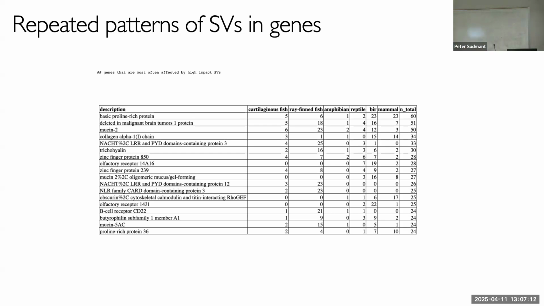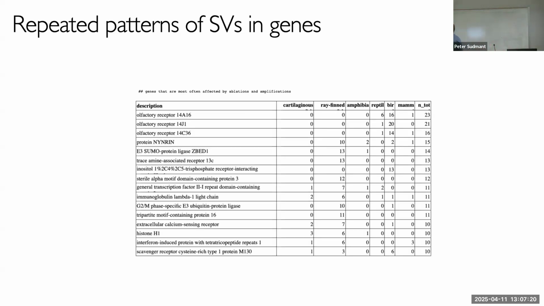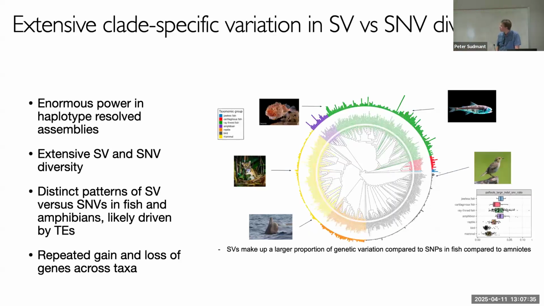Olfactory receptors, if that makes sense. And I'm trying to see. Yeah, there's another one here, and I can't remember. I don't remember the difference between these two plots. Again, a bunch of olfactory receptors in birds. So birds seem to have a lot of turnover of these olfactory receptor genes, which is interesting. So anyway, that's the conclusion of this part, which is extensive clade-specific variation in SV and SNV diversity, which I think is super cool.